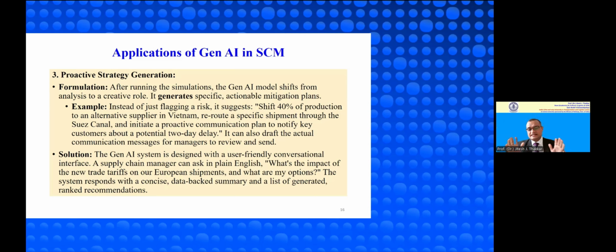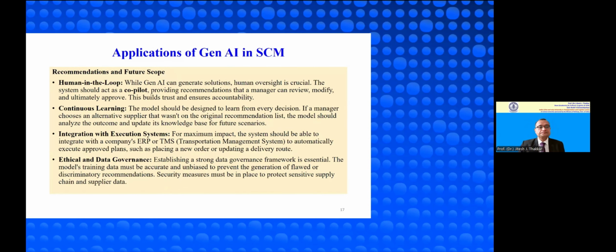Gen AI is designed with a user-friendly conversational interface. A manager can ask in plain English, what is the impact of the new trade tariff on Europe shipments and what are my options? The system responds with a concise data-backed summary and a list of generated, ranked recommendations.